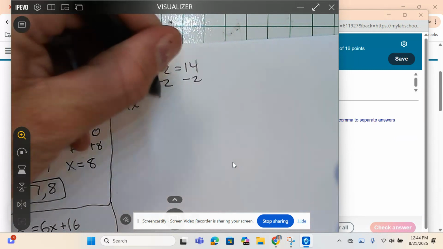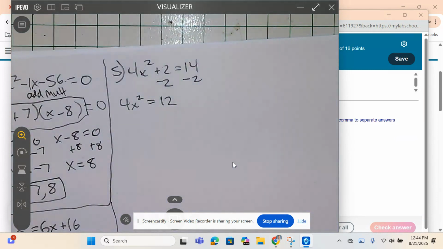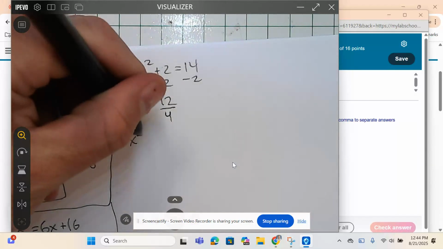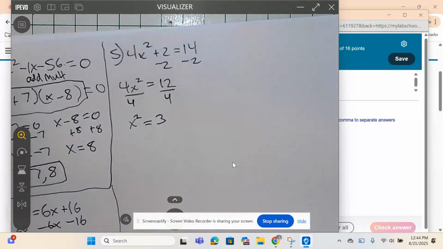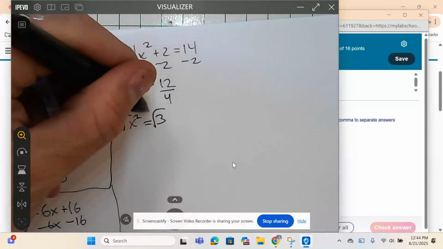We do this when there's no x term, no power of 1. Then we'll divide by 4. Divide by 4. X squared equals 3. And then square root, put a plus or minus in front.